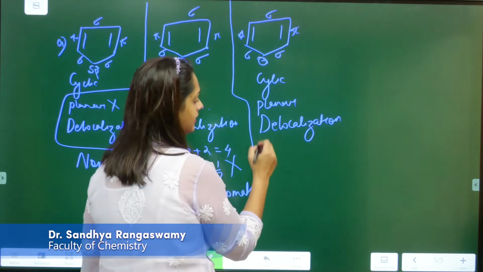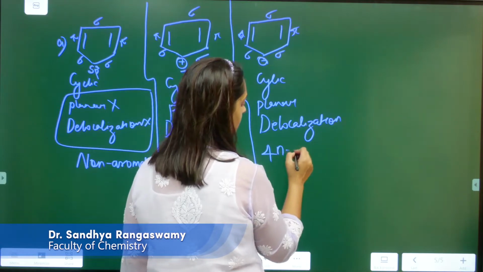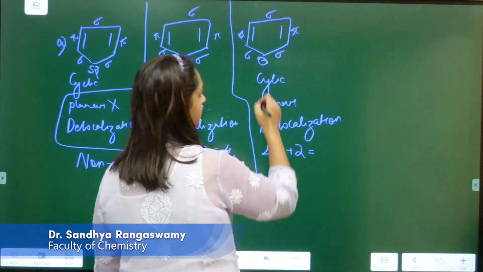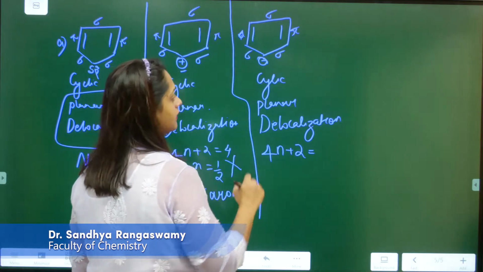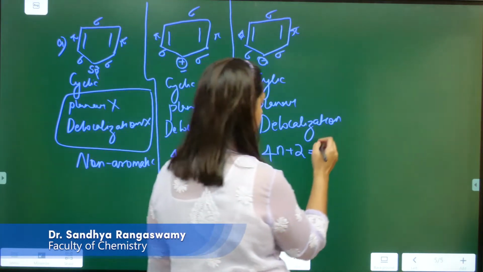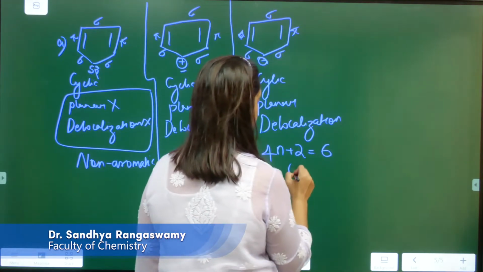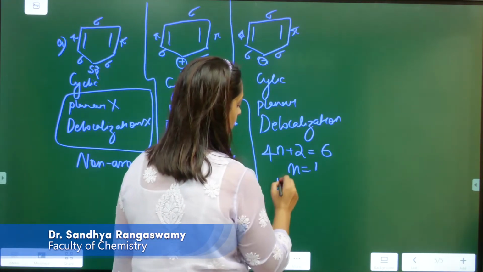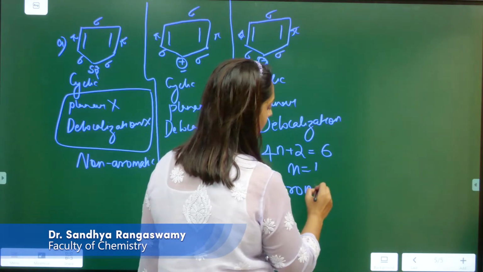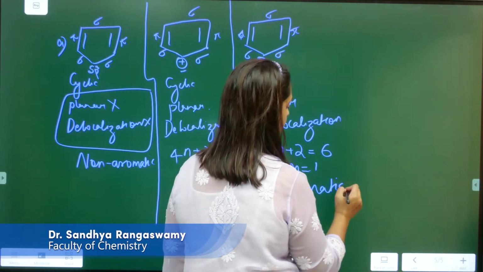Now let's see whether it follows Huckel's rule or not. Huckel's rule, in this case: 2 electrons of the pi and the 2 electrons of the negative charge. So that means it becomes equal to 6. So my n comes as 1. So this compound is aromatic in nature.